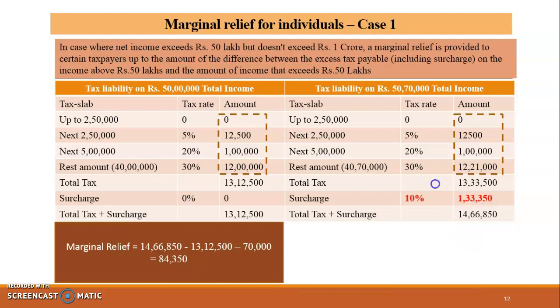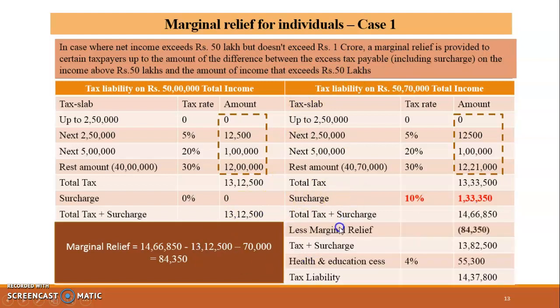In this, you will first calculate the excess tax payable. That is, in actual income, this total tax plus surcharge minus the total tax plus surcharge on the lower limit, that is up till 50 lakhs. Then minus the amount of income that exceeds 50 lakhs. So how much is it exceeding? 70,000. So minus 70,000. This is the marginal relief: this minus the extra income that the person has earned.